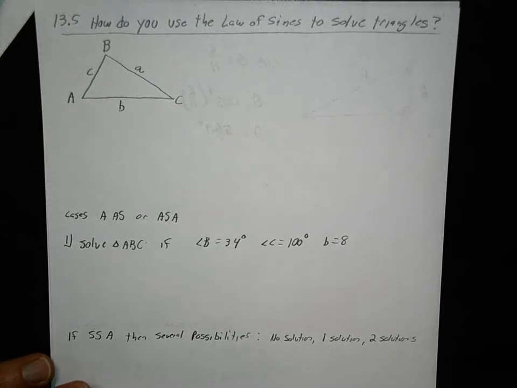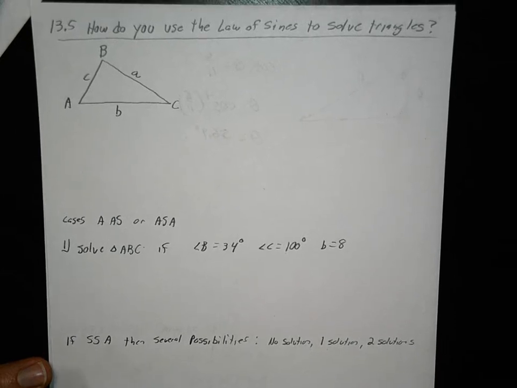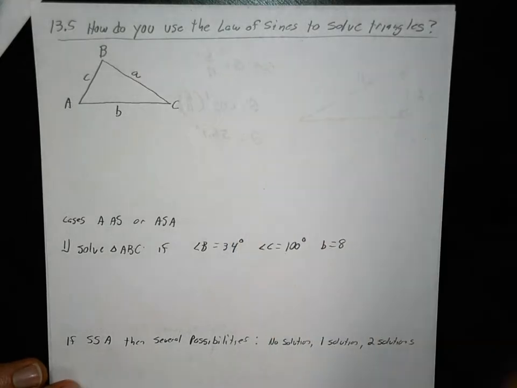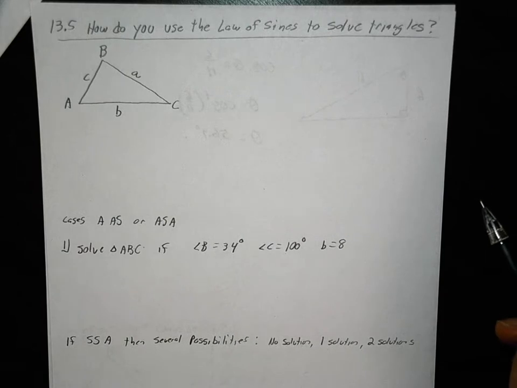All right, let's move on to section 13.5. In 13.5, we're going to learn how to use the law of sines to solve triangles. Remember, solving a triangle means finding all the missing parts of the triangle. In previous lessons we solved right triangles. In this lesson, we're going to look at non-right triangles.